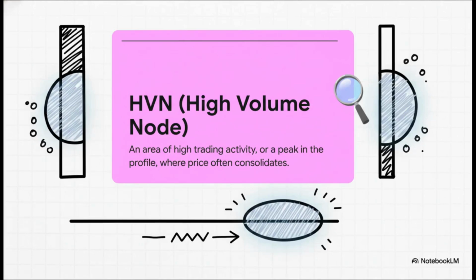Next up, we've got HVNs, or high-volume nodes. Now, these aren't just single lines, they're wider zones where you see a big bulge in the profile. An HVN tells you that the market spent a ton of time there, which means it's an area of agreement, of balance. It's a comfy spot for the price. So it tends to get kind of stuck there and just chop around.